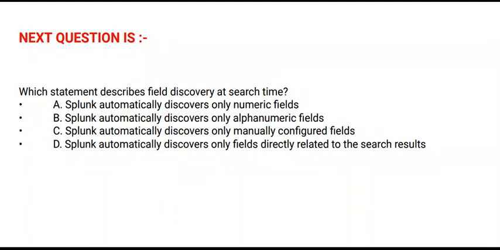Options are option A, Splunk automatically discovers only numeric fields. Option B, Splunk automatically discovers only alphanumeric fields. Option C, Splunk automatically discovers only manually configured fields. And option D, Splunk automatically discovers only fields directly related to the search results. The correct option is option D.